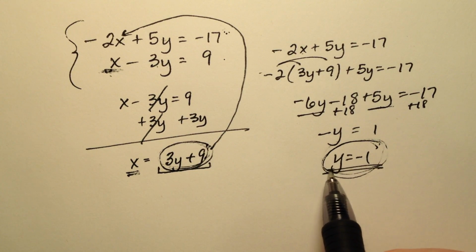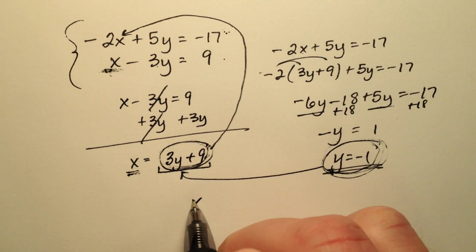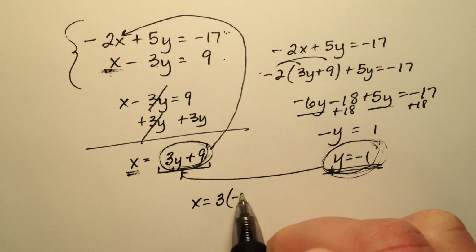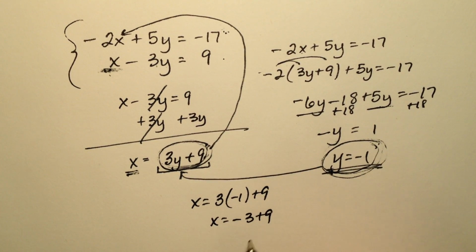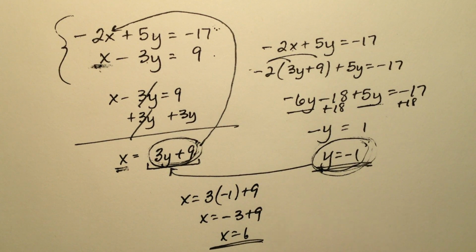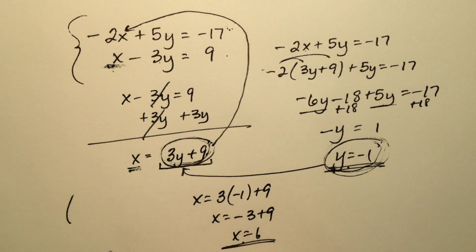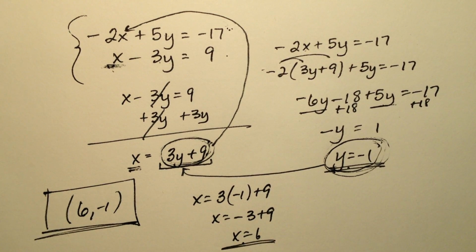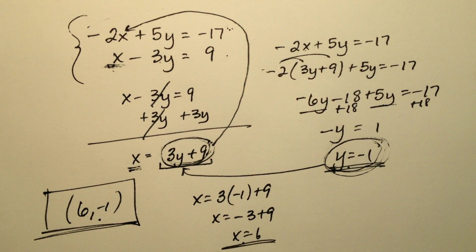So I'm going to substitute my y equals -1 into this equation here. x equals 3 times y, and y is -1. So x equals -3 plus 9, x equals 6. Now I have a value for x and a value for y, and that will be my ordered pair, (6, -1). This is the solution for this linear system, and I found that by using substitution.